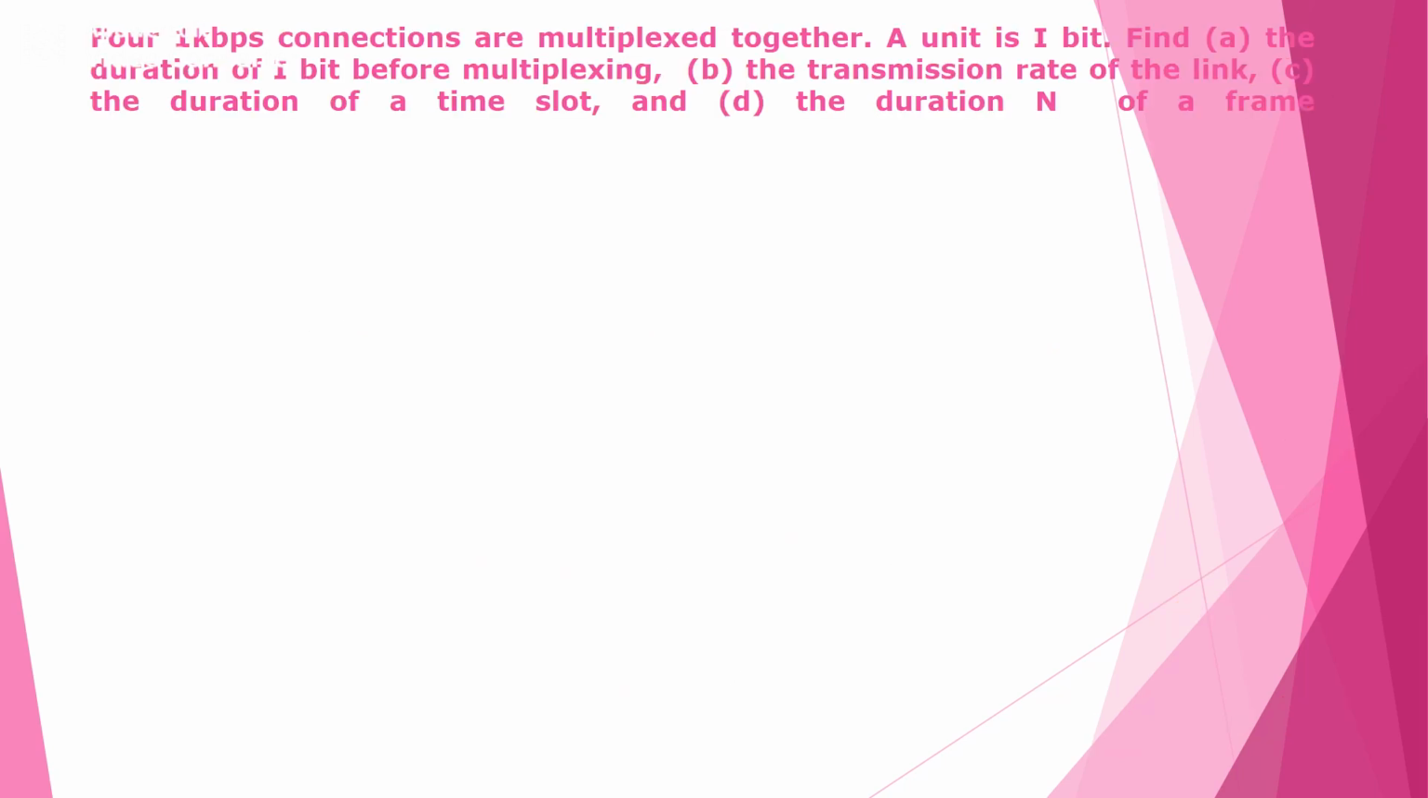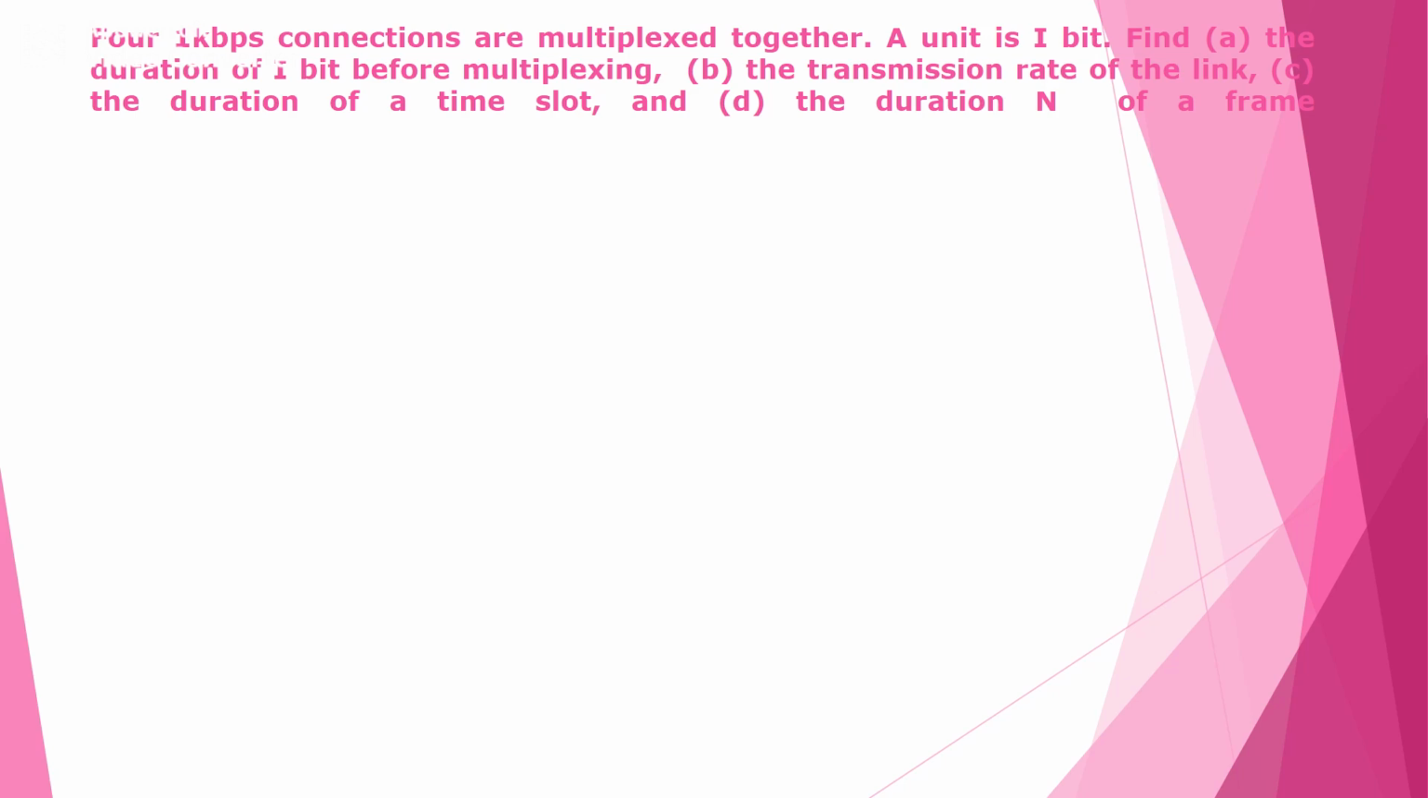For 1 kilobits per second, 4 connections are multiplexed together. A unit is 1 bit. Find the duration of 1 bit before multiplexing, the transmission rate of the link, the duration of a time slot, and the duration of a frame.